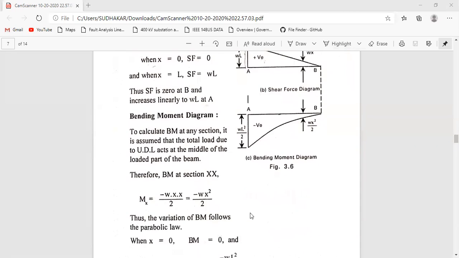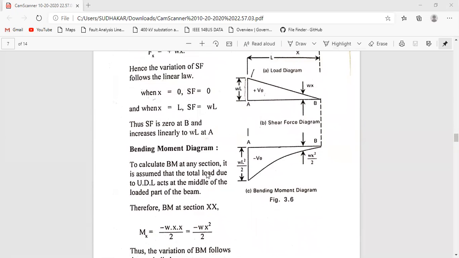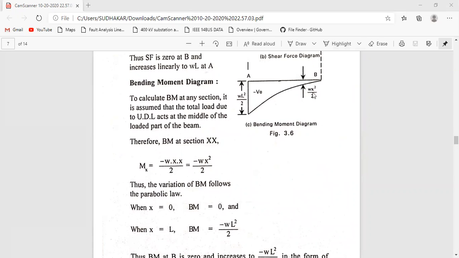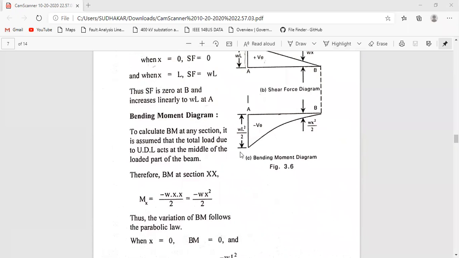We need to calculate the bending moment. How do we draw it? To calculate the bending moment in section X, let me first consider a bending moment at the section XX. To calculate a bending moment at any section X, assume that the total load due to UDL acts at the middle of the loaded part of the beam. Therefore, the bending moment at section XX will be minus W x into x by 2, which is nothing but minus W x square by 2.